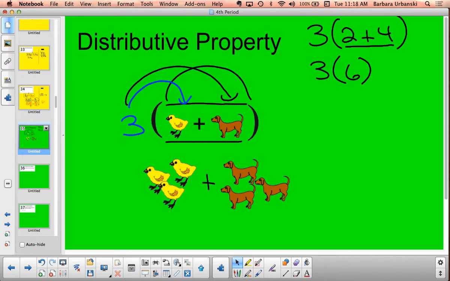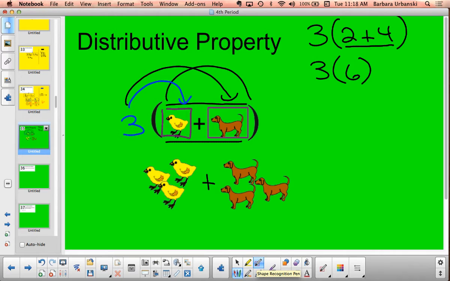And notice, I cannot combine the chicks with the dogs because they are not like terms. So the answer would simply be, if I have 3 times whatever's in the parenthesis, I would have to apply that 3 multiplier to every term inside of my parentheses. So I would have to look at the chicks and I would have to look at the dogs and I would have to multiply them each by 3.